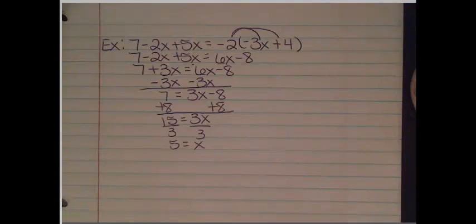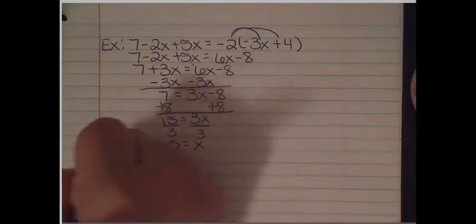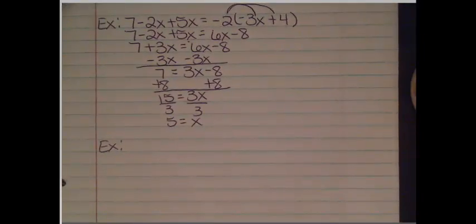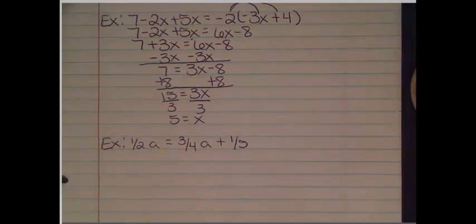Let's do another example. Try to leave that one on there for a minute. We have 1/2 a equals 3/4 a plus 1/5. Alright, we need to know what our least common denominator is in order to do this problem. So we need to think, what can 2 go into, that 4 can go into, that 5 can go into.